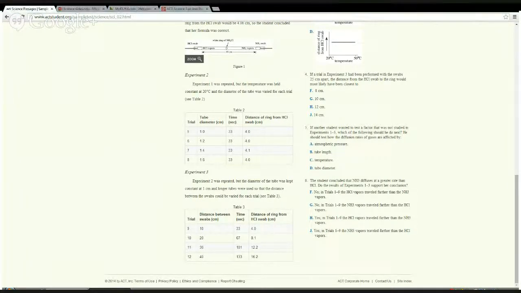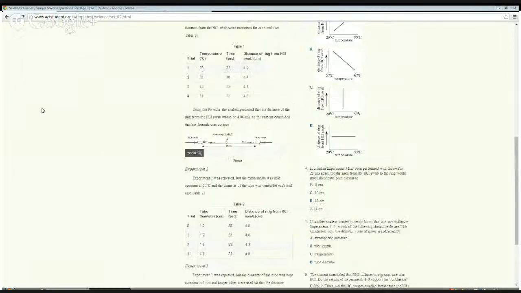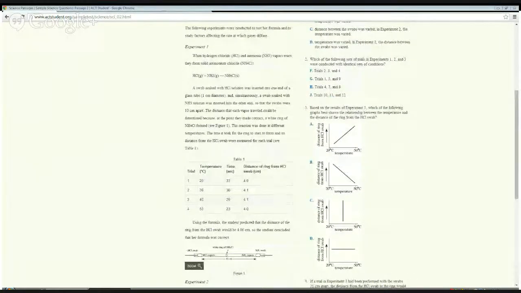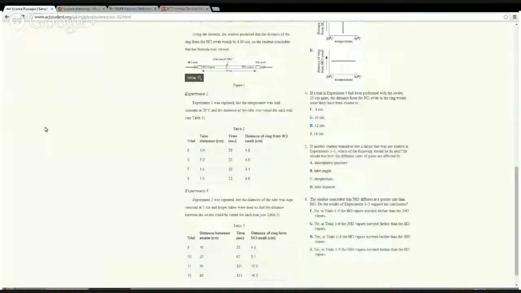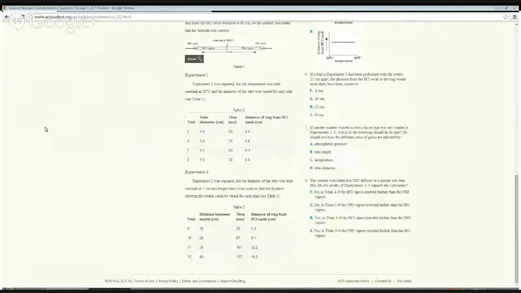They tested the tube length, they tested the temperature, and they tested tube diameter. So the only thing they haven't really talked about yet or they haven't tested is atmospheric pressure. So 5 would be A. And that's just kind of looking at the experiments and seeing here's distance, here's tube diameter, and temperature, no atmospheric pressure. So that's the only one that hasn't been tested. So that would be the answer there.